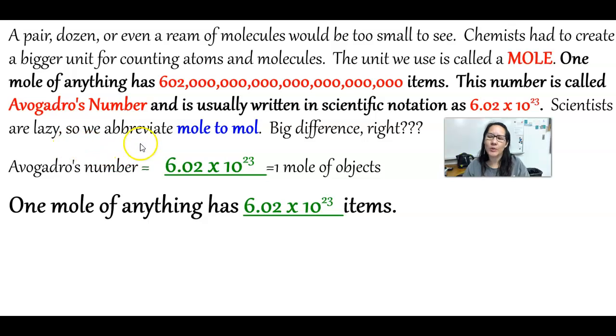Scientists are lazy, so we abbreviate mole to mol without the E. Big difference, right? Avogadro's number will be 6.02 times 10 to the 23rd, which is 1 mole of objects. 1 mole of anything has 6.02 times 10 to the 23rd items.